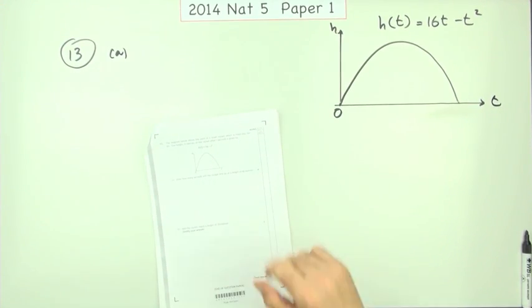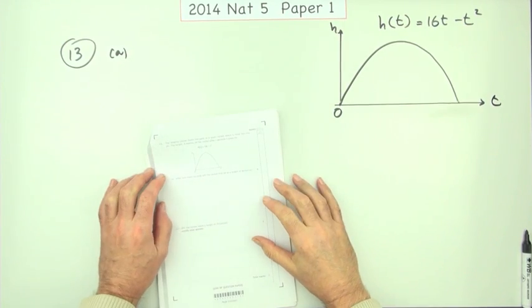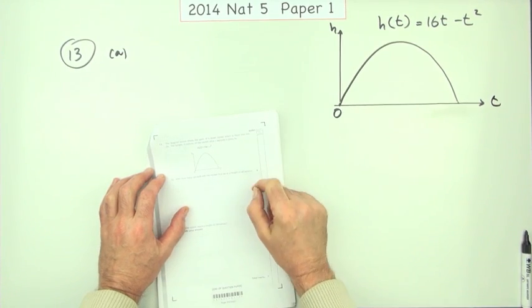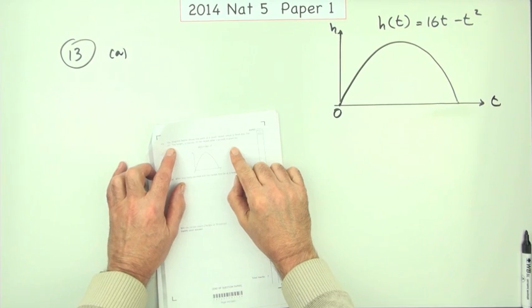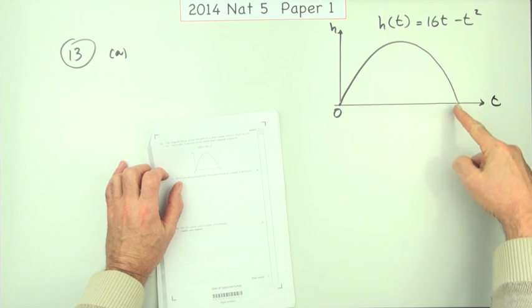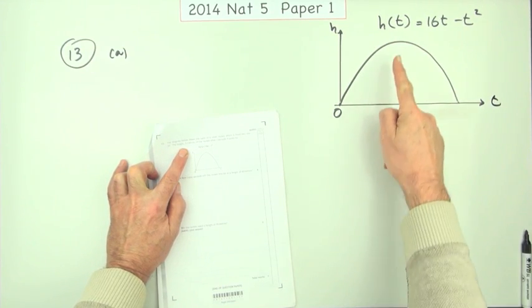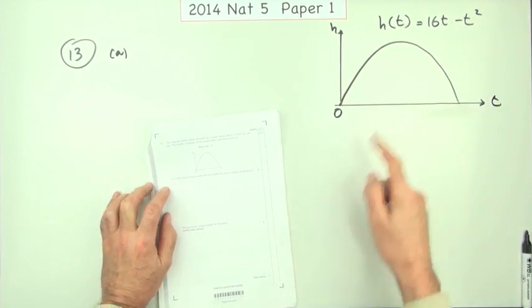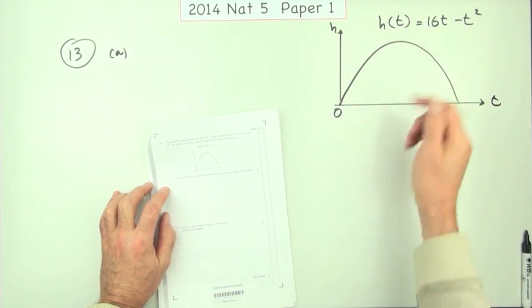Question 13 then, from the first paper in the 2014 National 5. Well, we've got a quadratic equation here. What does it say? This diagram shows the path of a small rocket which has been fired into the air. The height h after t seconds is given by this formula. So you could just write that as h equals, that's all it means really.